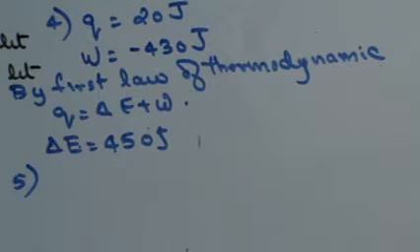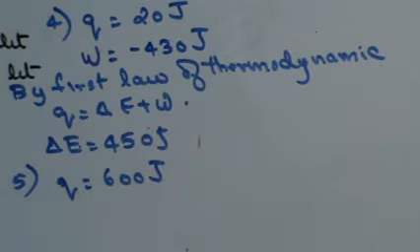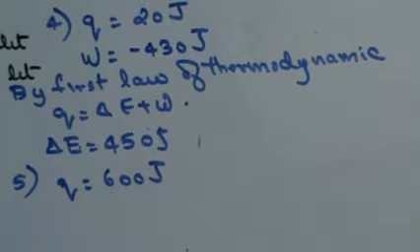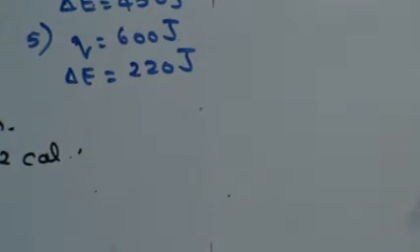By supplying 600 joules of energy, the internal energy changes by 220 joules. Calculate the work done in the process.